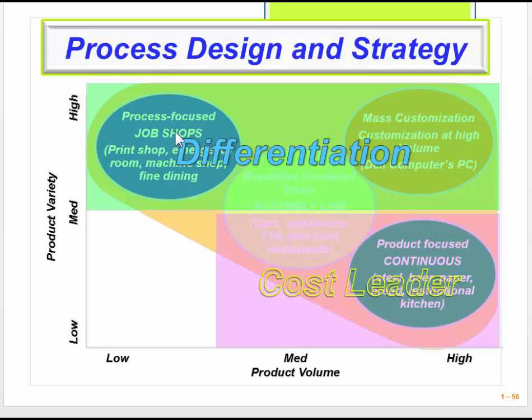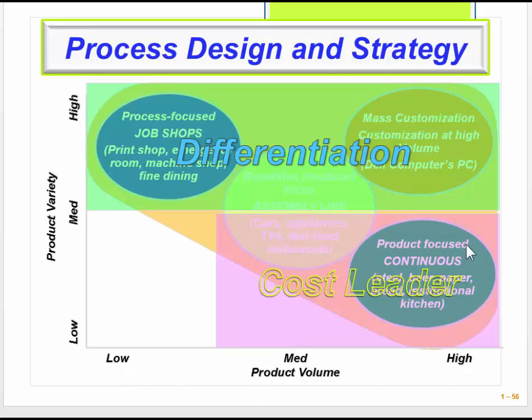But job shops, which tend to be process-focused places, and mass customization facilities, which are like Dell Computer and stuff like that, they tend to work in this differentiation realm, whereas cost leaders, these are the assembly line products in life, the cars and refrigerators and some computers and whatever. So we tend to see a high volume with low variety.